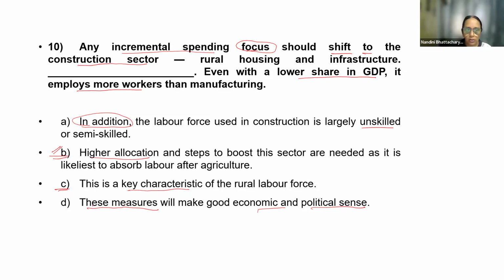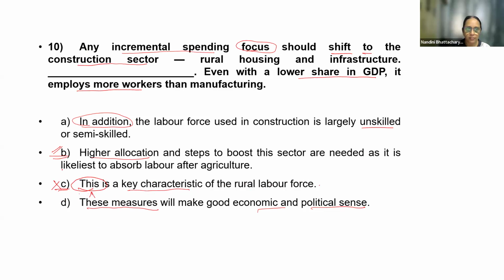Okay, I'll come back to you. Avni, so you are confused between B and C. Now, if you look at C, what is C saying? This is a key characteristic of the rural labor force. What is a key characteristic? Does the previous sentence talk about a characteristic of the labor force? No. So we cannot use C.